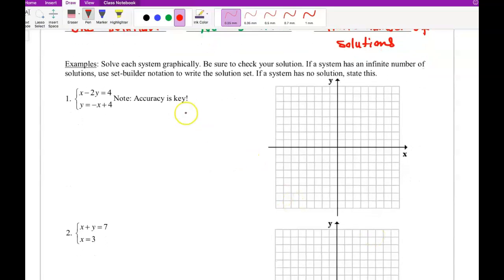Solve each system graphically, and be sure to check your solution. If a system has an infinite number of solutions, use set notation to write the solution set. If a system has no solution, state this.